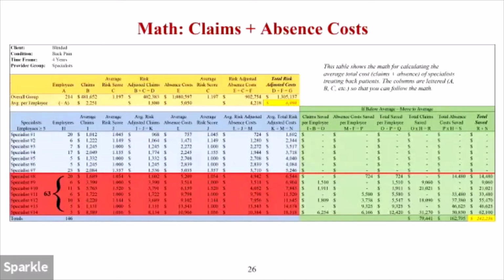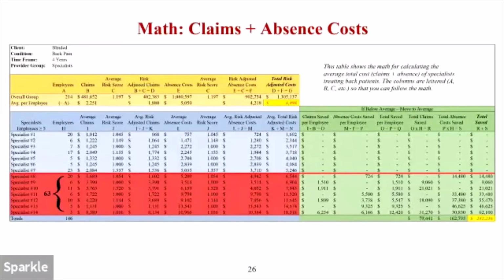Now in the blue and the red and the green, I've listed out all the specialists that saw more than five of these patients. The red line is that group average of $6,098. So if you're above the red line in blue, you're doing better than average. Your average cost is less than $6,098. If you're below the line in red, you're doing worse than average. Your average cost is over $6,098.